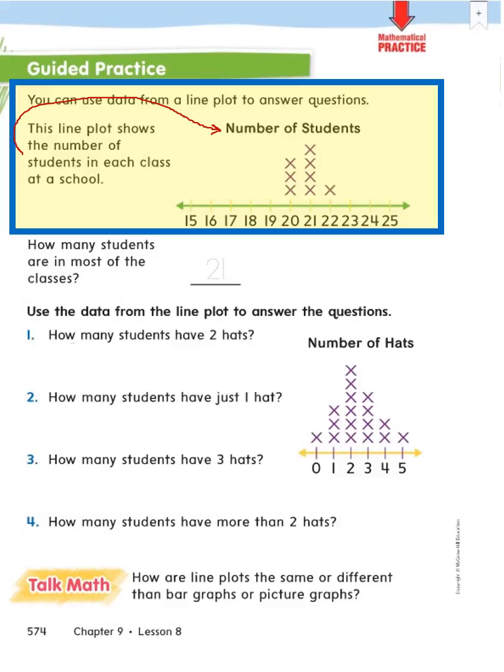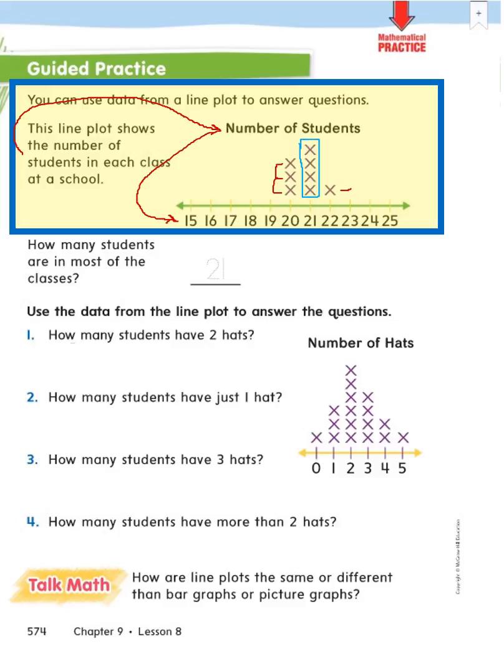there's the label, there's the title. That tells us what these numbers down here are. 15 students, 16 students, 17 students, and so on. So, what this means is that there are 3 classes that have 20 students. There's 1 class that has 22 students. And there are 4 classes that have 21 students.